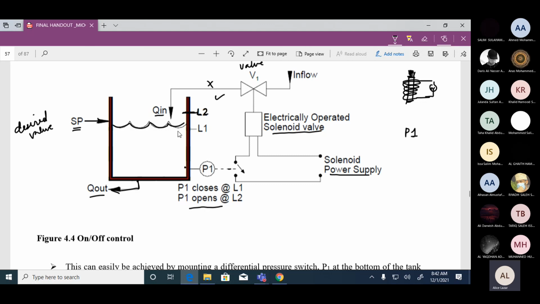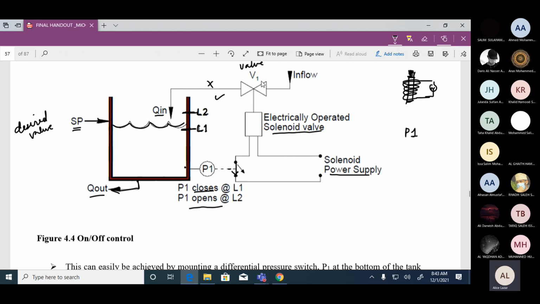Now, when there is no inflow, what is going to happen? The level of the water in the tank will reduce. Very good. And as it is reducing, it will come to L1. The moment the sensor gets the signal that the level has reached this value, this switch is going to close.